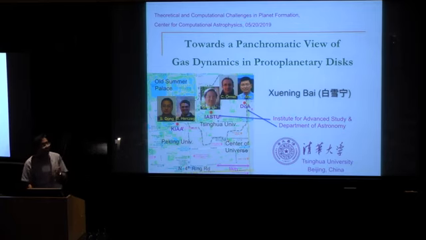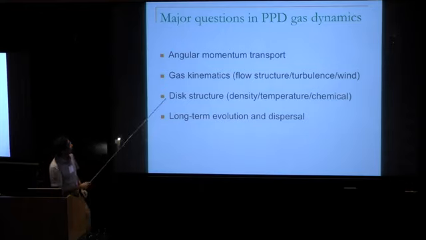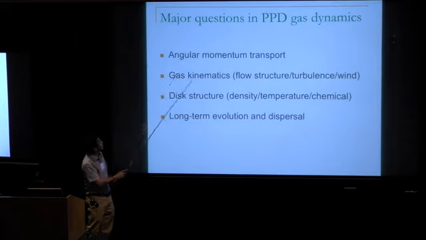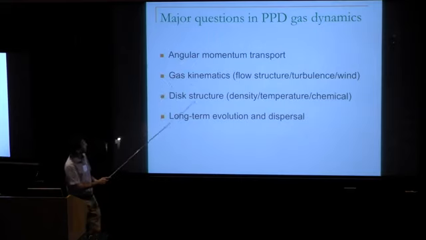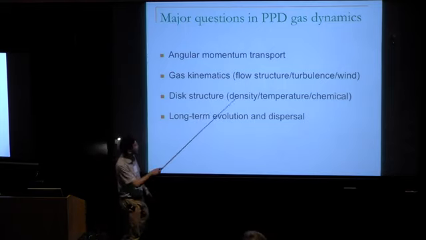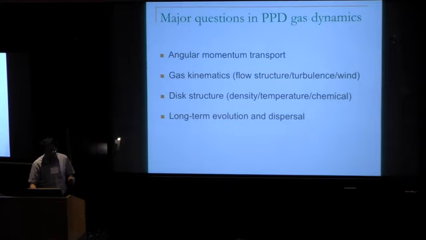So I think I'm the only person in this session. Presumably it's the session for gas dynamics. So my hope is to cover the following 4 topics: angular momentum transport, and as a consequence of that, gas kinematics and their influence on the disk structure, broadly defined: temperature structure, density structure, etc. And eventually, I'm going to briefly discuss the long-term evolution and dispersal.